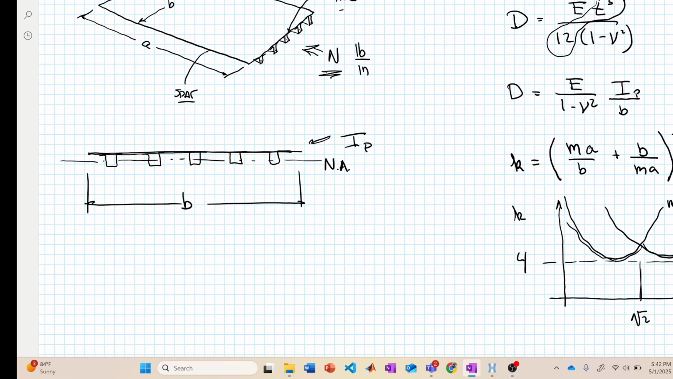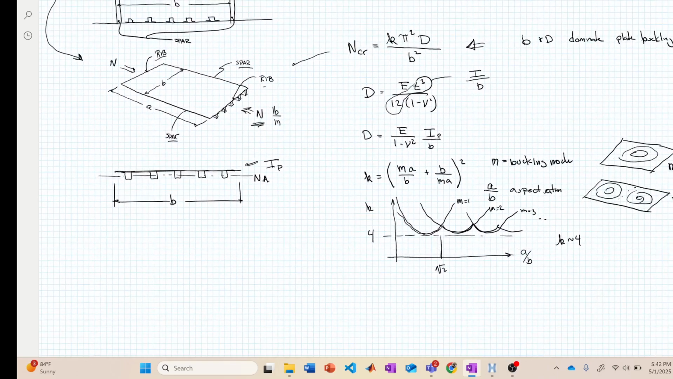I should make that very clear, right? That's really what we're going to design. So we want to increase that IP as much as possible. Okay. Again, E and nu, we don't really have that much control because we're very often dealing with aluminum. All right. Okay, so that's how you would calculate the critical buckling load.